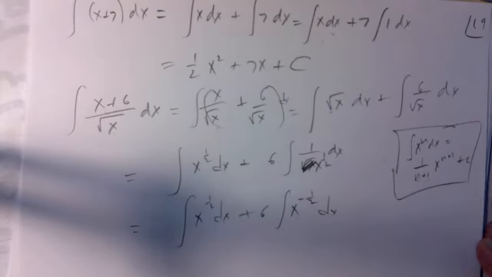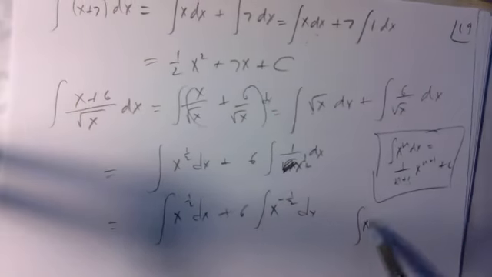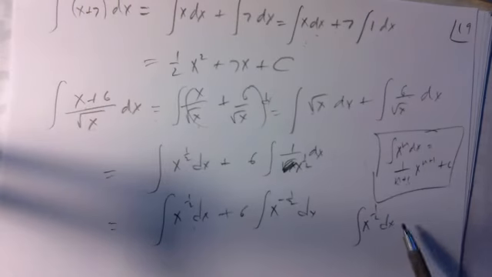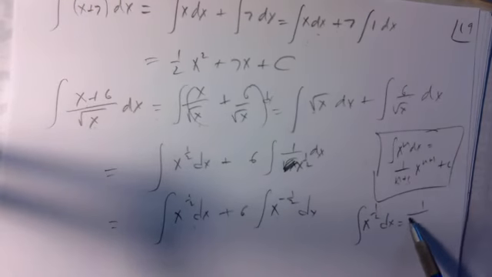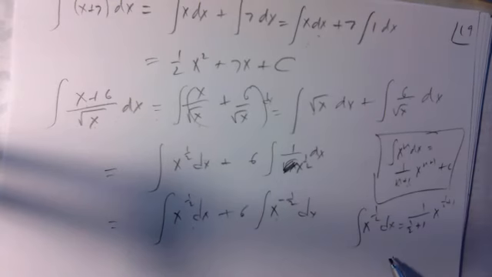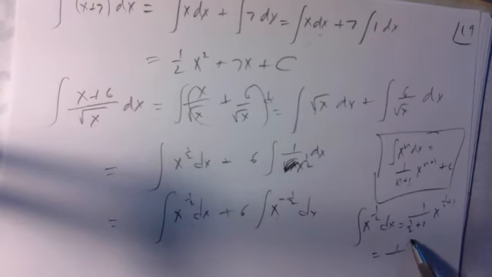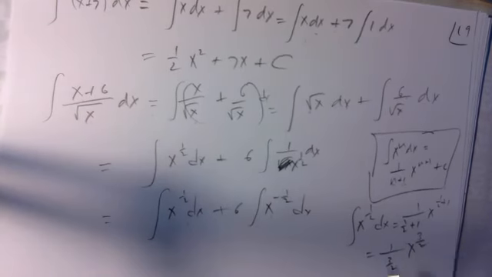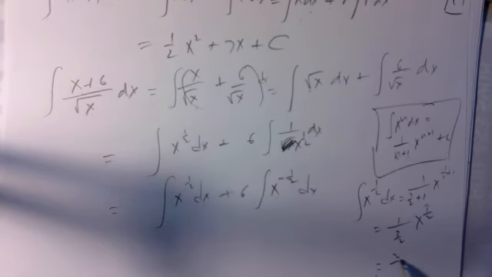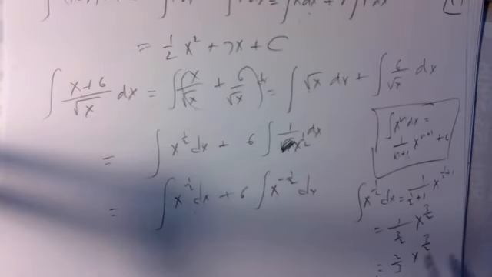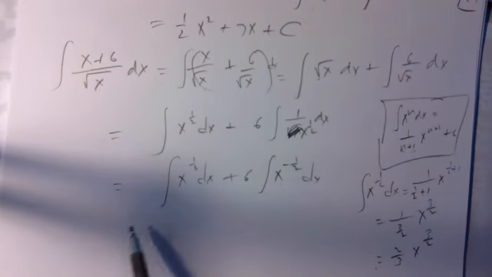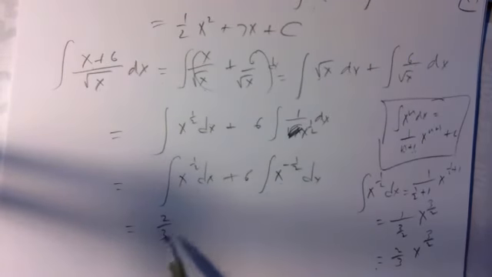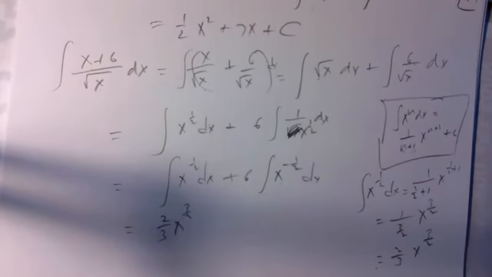When you use this formula with n equal to a half, you get 1 over a half plus 1 times x to the half plus 1. A half plus 1 is 3 halves. And 1 over 3 halves is 2 thirds. So this first expression is 2 thirds x to the 3 halves.